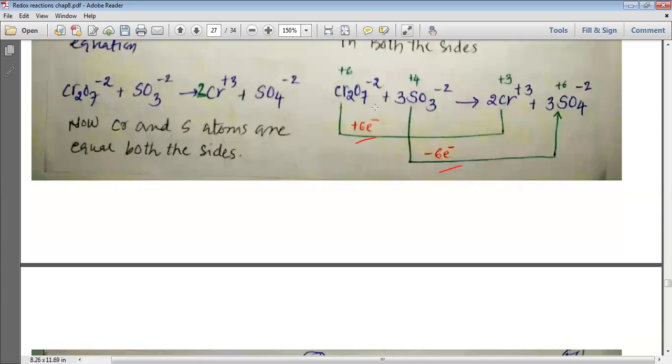So we have written this equation once again: Cr2O7 2- plus 3SO3 2- gives 2Cr3+ plus 3SO4 2-. Now as we have 3S, the total exchange of electrons is 6 electrons. Here also 2Cr3+ will have 6 electrons. So now the electrons are balanced.